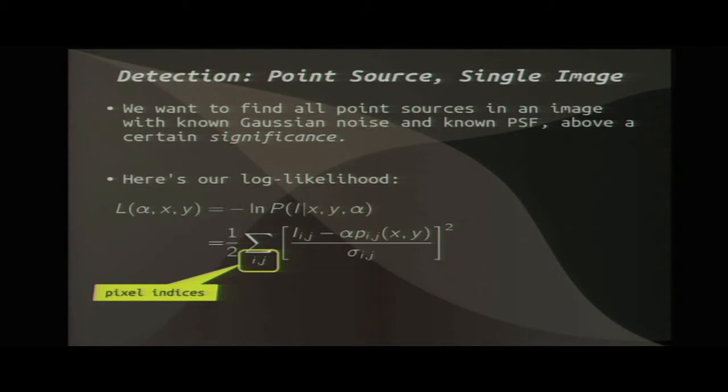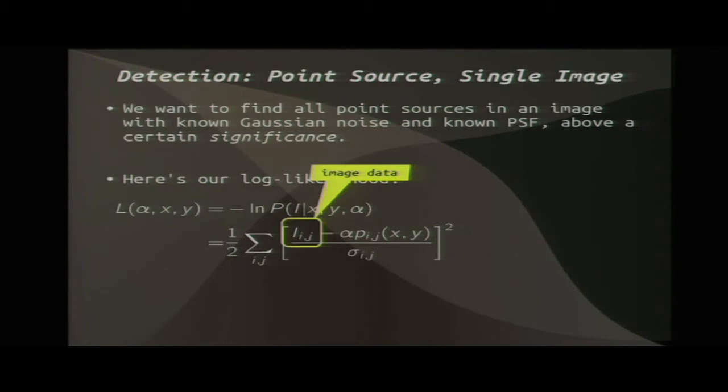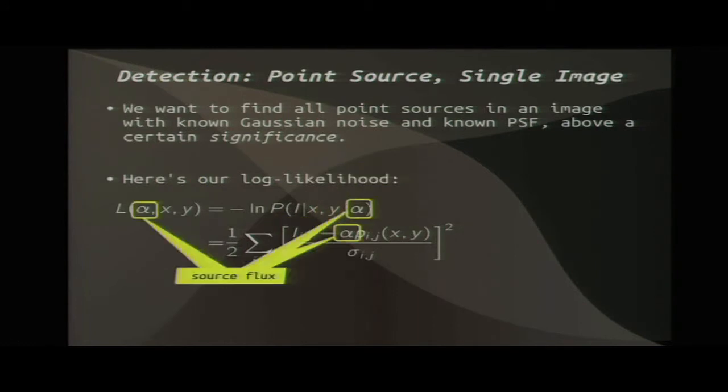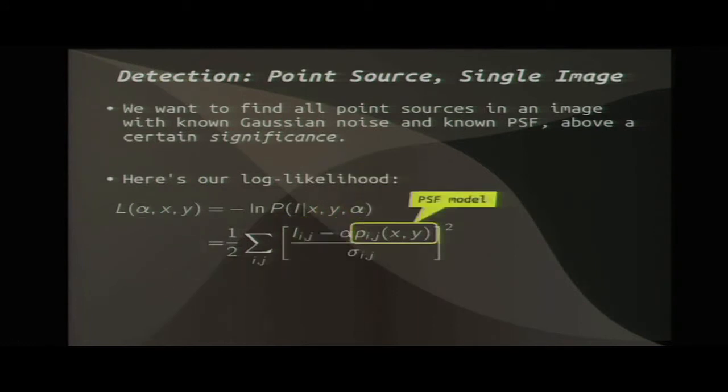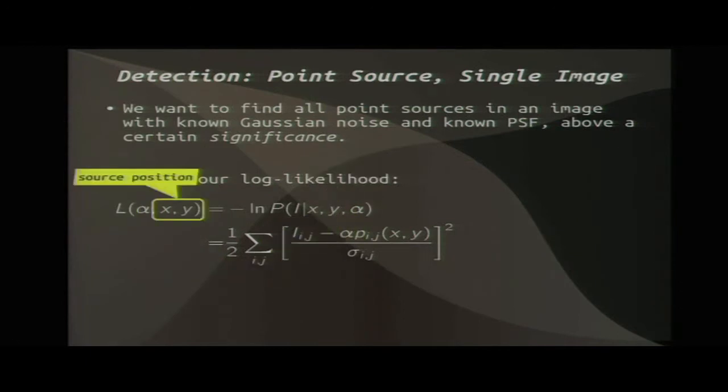But I'm going to start with a nice log likelihood. So this is a Gaussian. That means it has a log likelihood that looks like this. This is our image data. There's pixel indices right there. The source position is XY. So we're saying, what's the likelihood of having a source at this position, in this image data, with this flux, alpha, with this PSF model, and that noise? All right, does this make sense? It's just regular least squares for the point source being the model of the object and this flux.